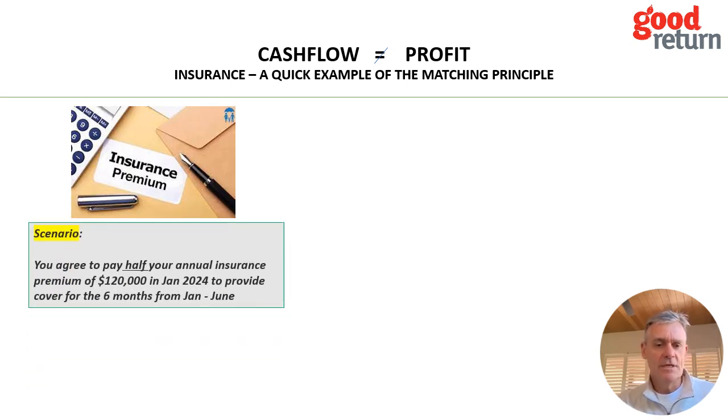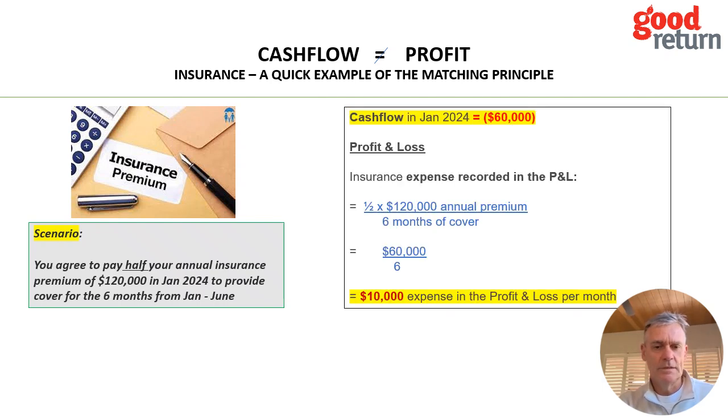So say, once again, we had an insurance policy that had a premium, i.e. the price of that insurance policy, of $120,000 for a whole year. And what we decide to do is pay half of that amount in January of 2024. So effectively we've paid for 6 months of the 12 months coverage of that policy. So what that means is the cash flow is $60,000, i.e. half of the $120,000, in that January when the payment is actually made.